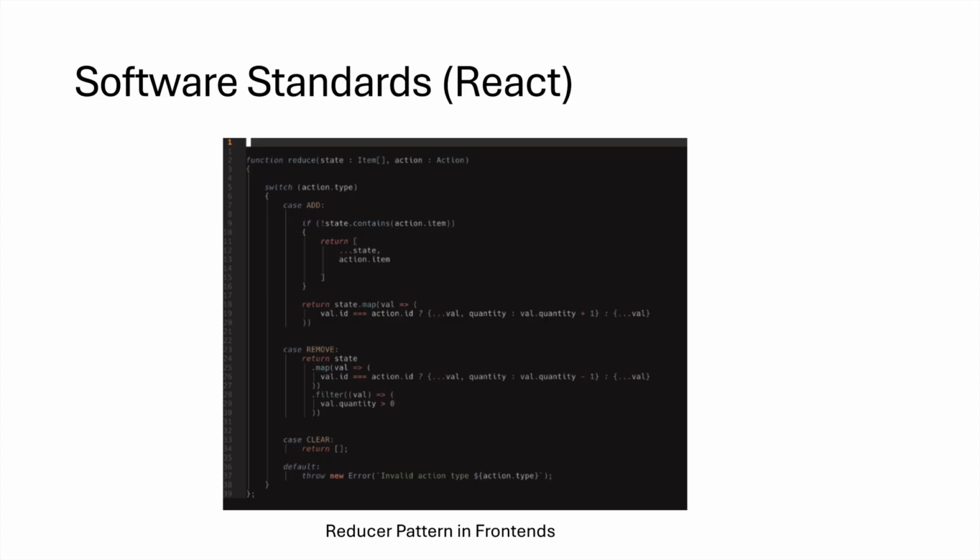But looking at this function in particular, you can see that in the add case, when we see that the action is an add, we check to see if the item is already in the state. And if it's not, we're going to duplicate the state array and add a new item, which is just the item in question that we're trying to add. But if we see that the state array does contain this item we're trying to insert, we simply create a mapping on the current state array.